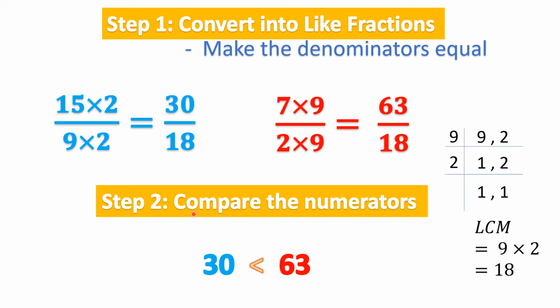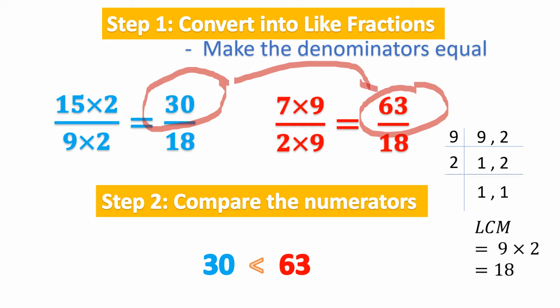Now look at the numerators. What are the numerators? Numerator is 30 and numerator is 63. So I compare the numerators. So how do I compare the numerators? When I compare them, normally I get that 30 is less than 63, right? So what is it? 30 is less than 63.